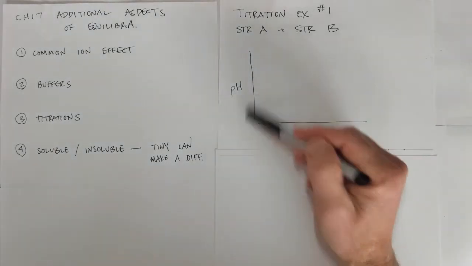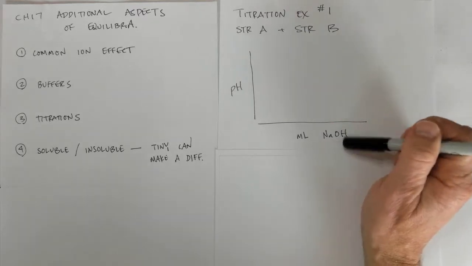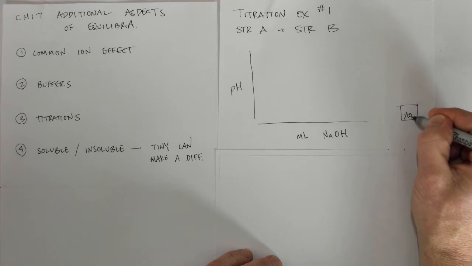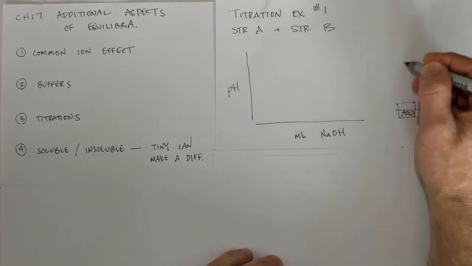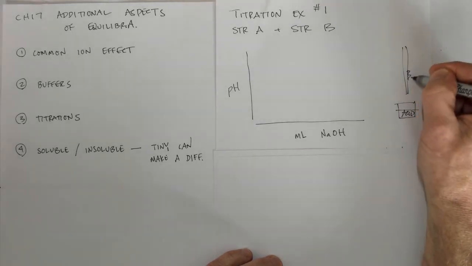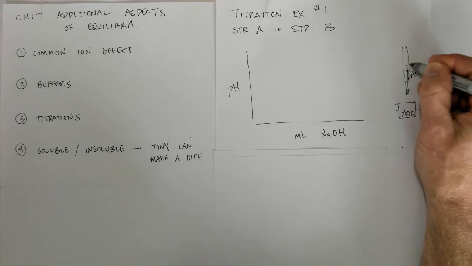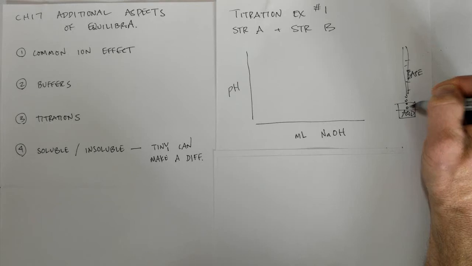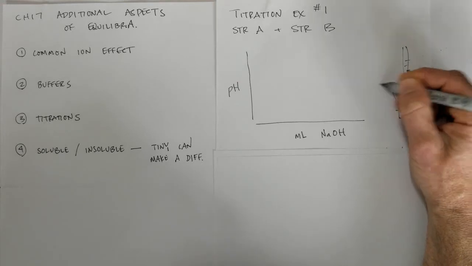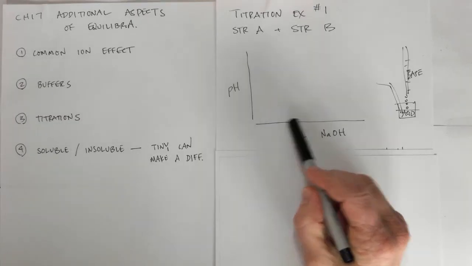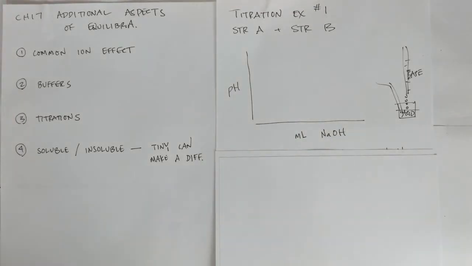So pH on the vertical axis, milliliters of titrant on the horizontal axis, and this assumes that we're going to have our strong acid in the beaker, and then we'll be adding a base from the burette. We'll add it dropwise, or a little bit at a time, while we monitor the pH with a pH meter, and we'll record that milliliter by milliliter as we add the NaOH to the acid inside the container.